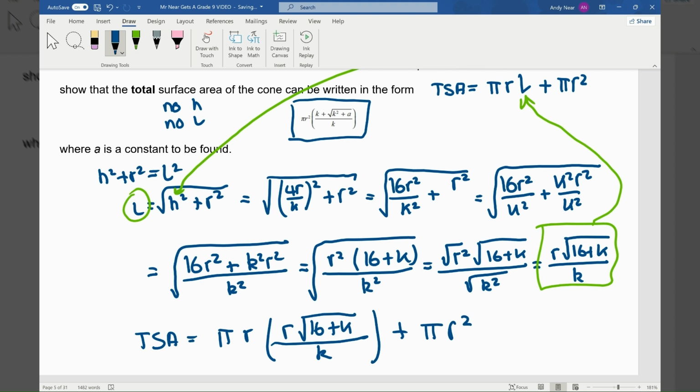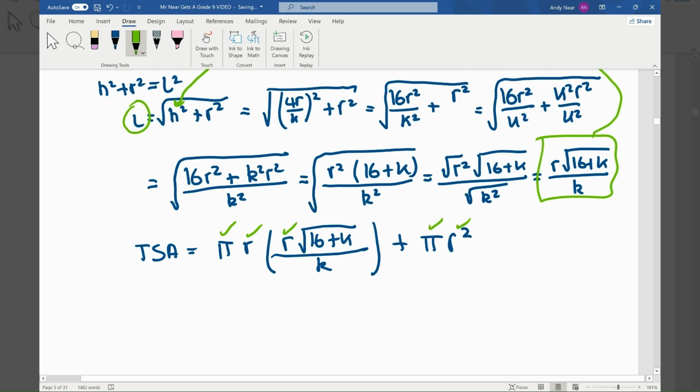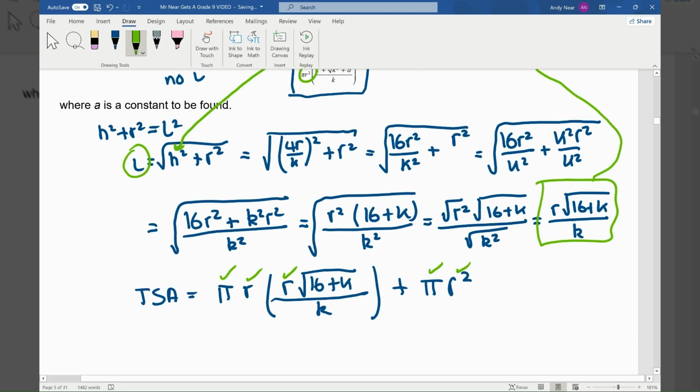Now, this is looking encouraging because this is close to what I have in here. Because in the first term, I have a pi, an r, and an r, a pi r squared. And in the second term, I have a pi and an r squared, which is what I want out the front of my bracket. So what I'm going to do is take the pi r squared out.